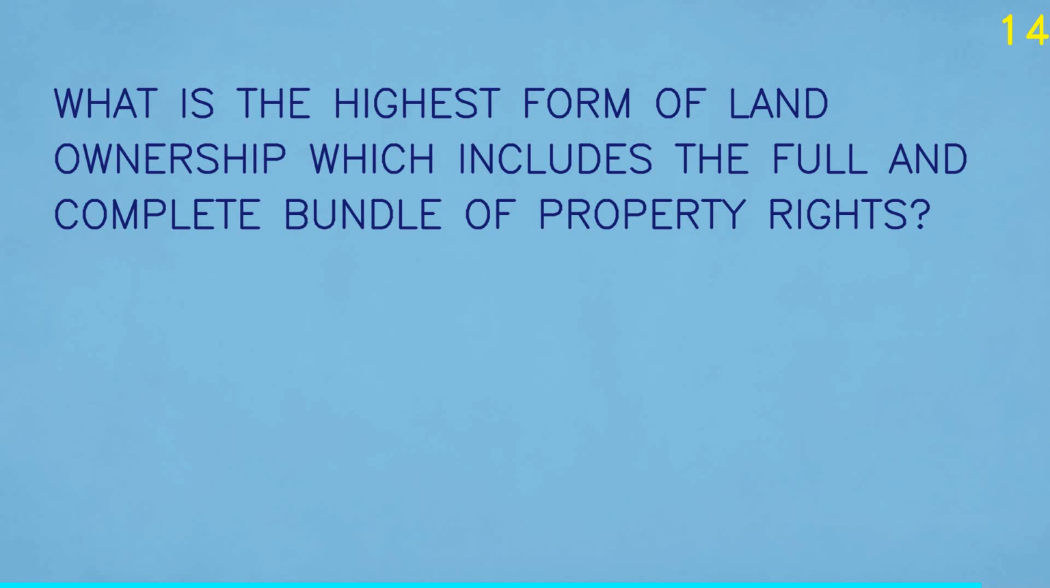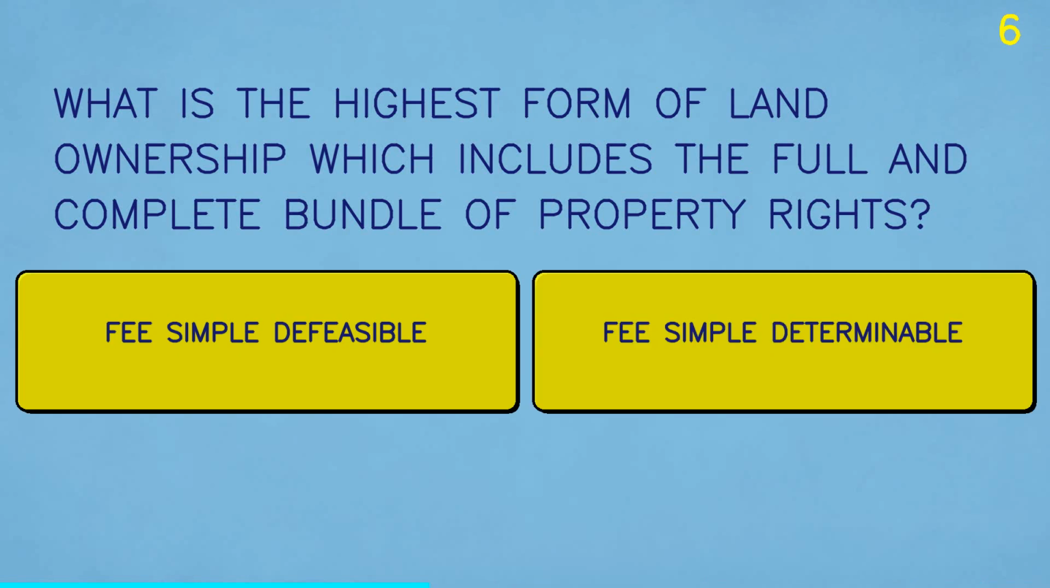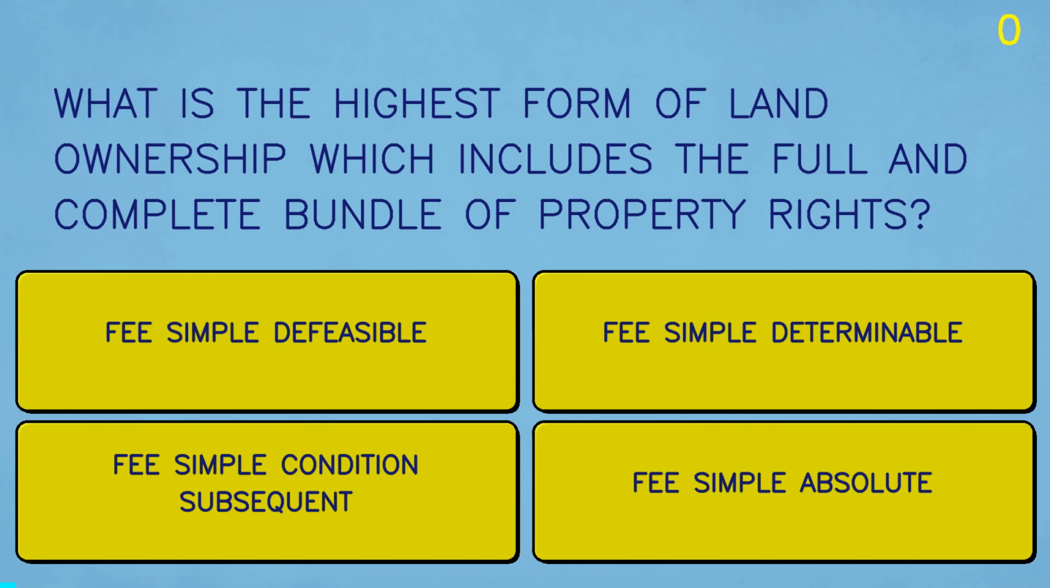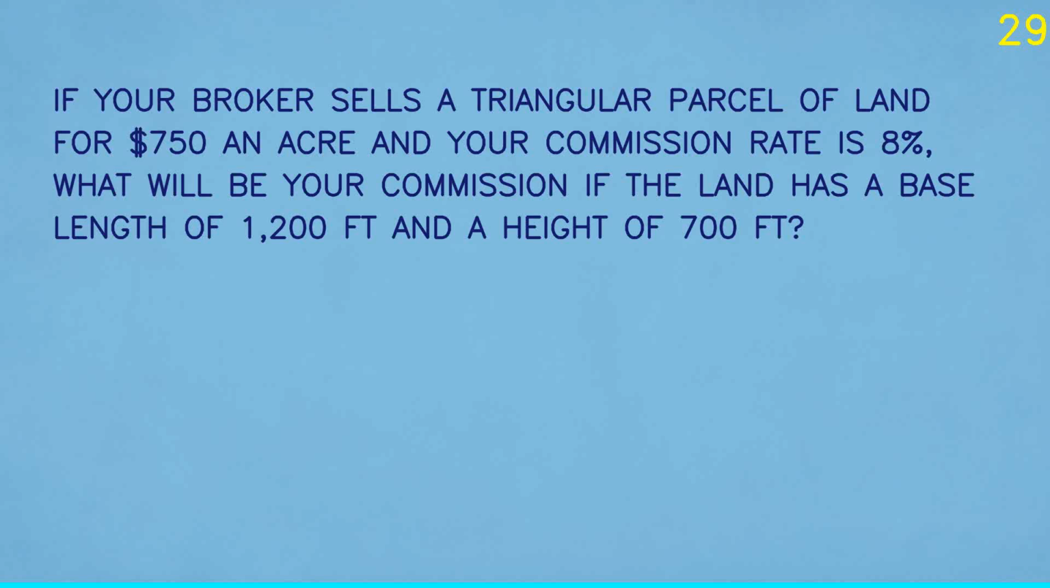Question 6. What is the highest form of land ownership which includes the full and complete bundle of property rights? A. Fee simple defeasible. B. Fee simple determinable. C. Fee simple condition subsequent. D. Fee simple absolute. The correct answer is fee simple absolute. Fee simple absolute is a freehold estate that represents the highest level of property ownership, granting rights of possession, control, exclusion, enjoyment, and disposition.